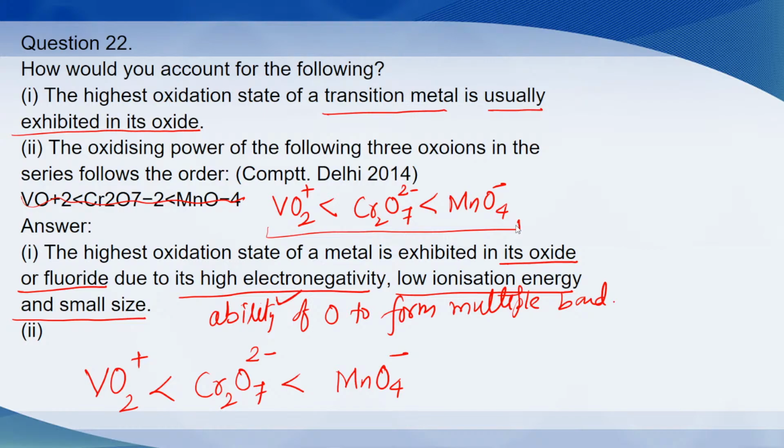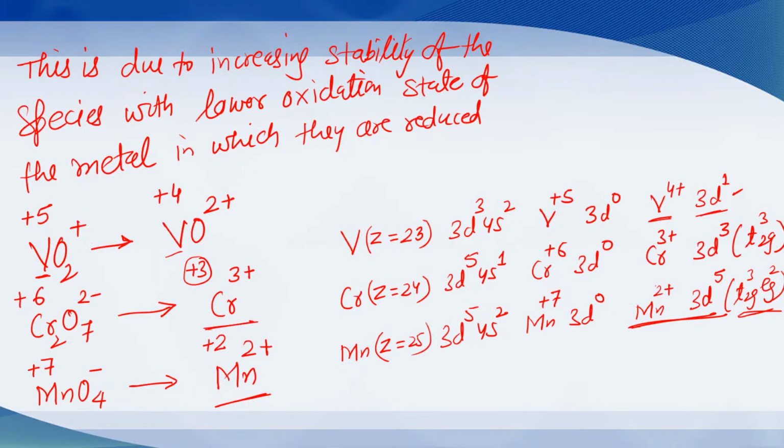Oxidizing power of the following 3 oxoanions in the series follows the order. Why? So you should write the answer that this is due to increasing stability of the species with a lower oxidation state of the metal in which they are reduced. And this is the question, an in-text question in the d and f block elements chapter.